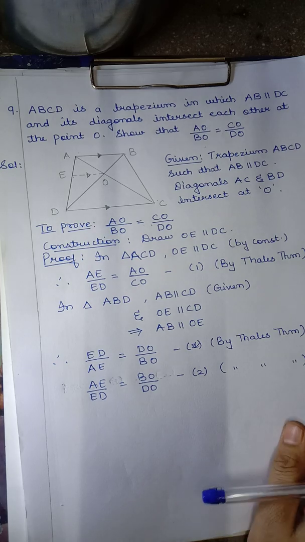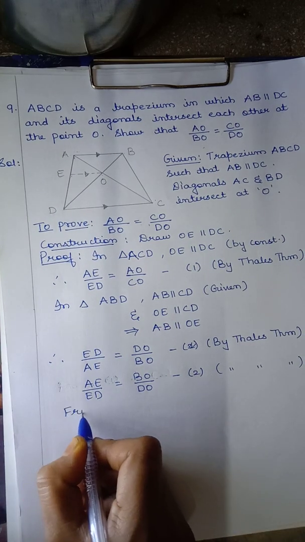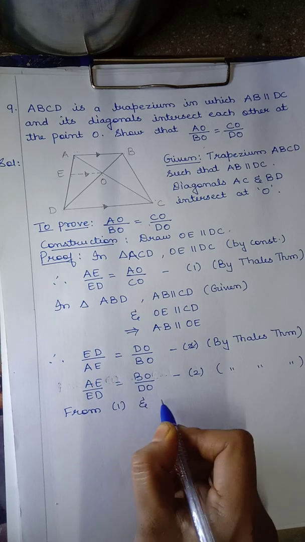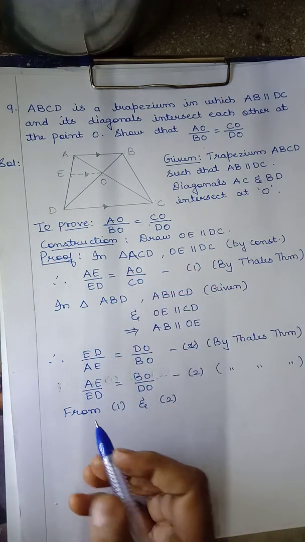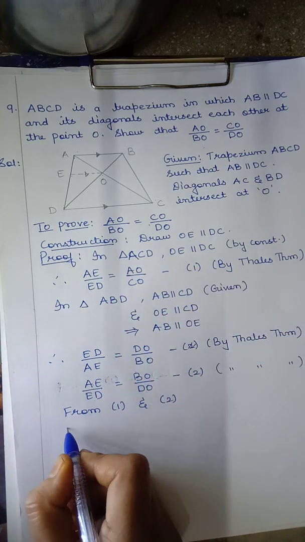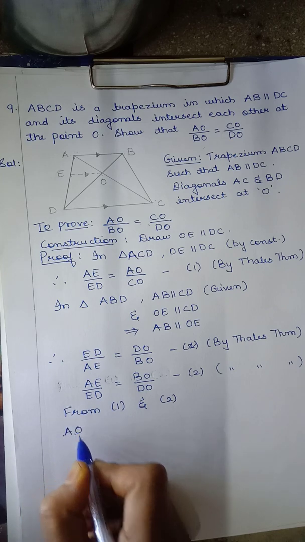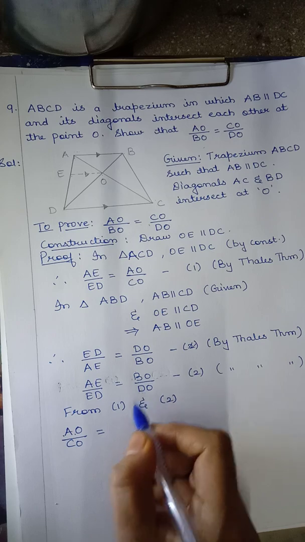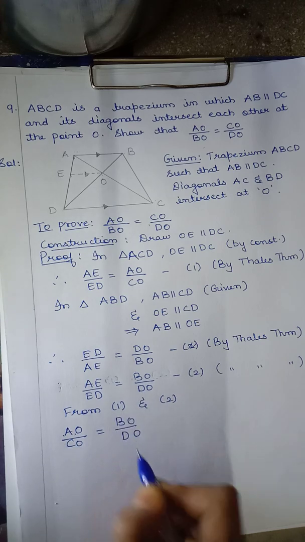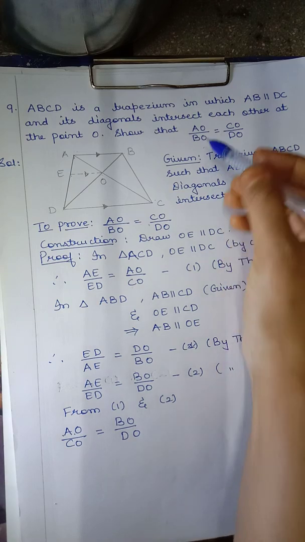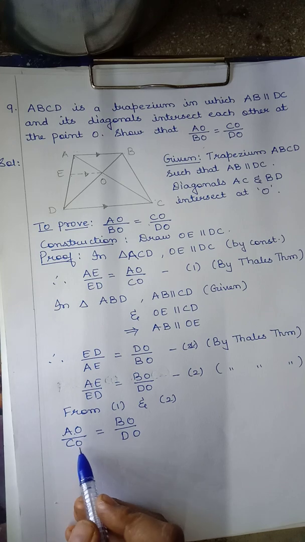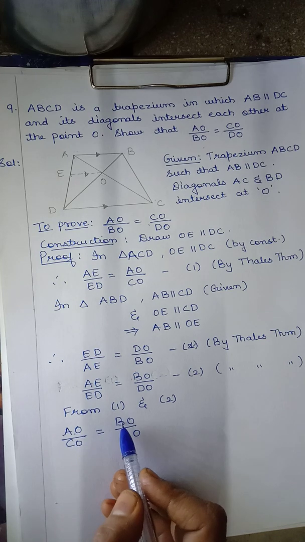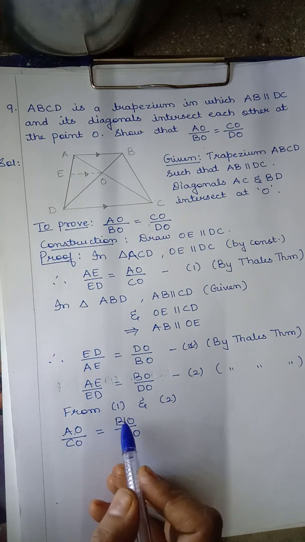Now from 1 and 2, the LHS have become equal. Why did we interchange numerator and denominator? So that the LHS becomes equal. So the LHS have become equal, so we can equate the RHS. From 1 and 2, AO upon CO is equal to BO upon DO. Okay children, now what we have to prove is AO upon BO is equal to CO upon DO. AO and CO, CO we want here and BO we want here, so we'll interchange these.